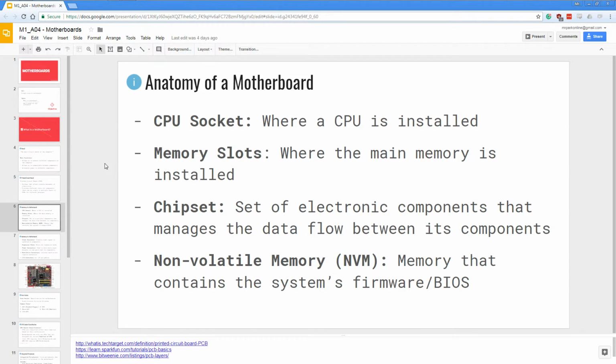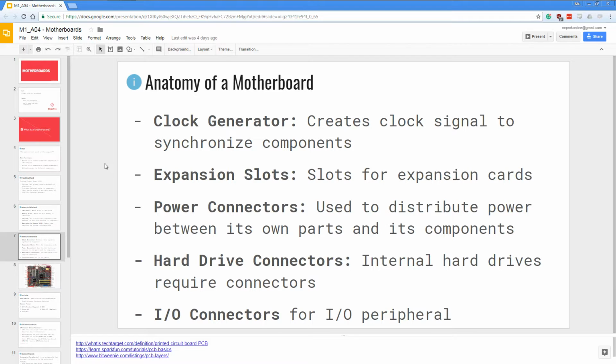Next, we also have non-volatile memory. This is not a hard drive. These are little memories integrated into the motherboard for things like the system's firmware and BIOS, which we'll talk about later on. Next, we have a clock generator. There is a clock signal that helps us synchronize the components so that they all work together, so that the electrical signals flow better between the components.